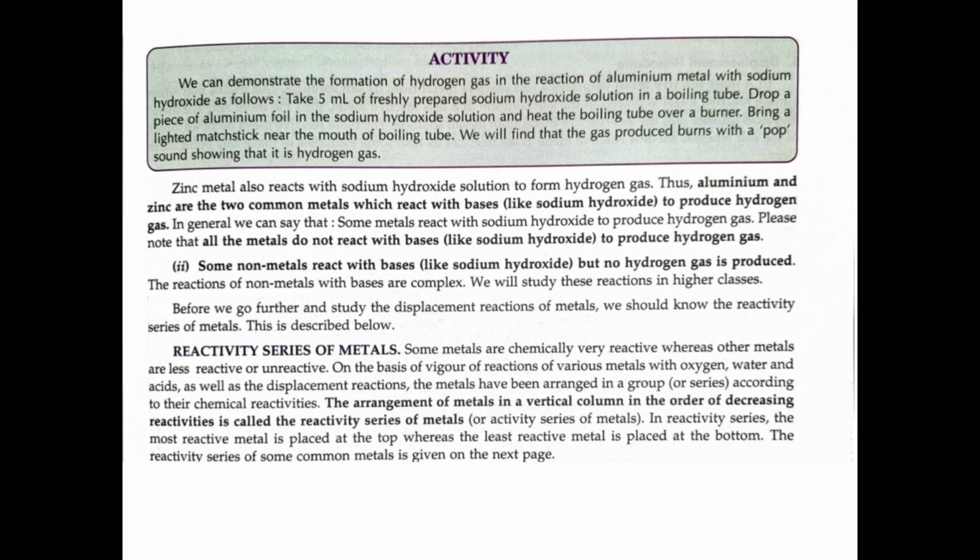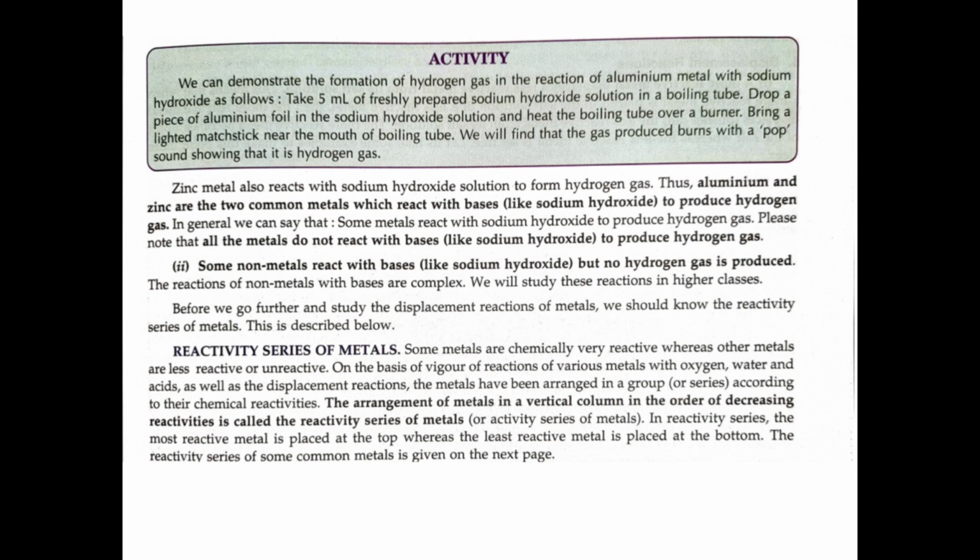Here is one activity given. We can demonstrate the formation of hydrogen gas when aluminum metal reacts with sodium hydroxide. How can we test it? The reaction is carried out and the gas evolves. If you bring a burner, candle or matchstick near the test tube, we can hear a pop sound. So we can conclude that hydrogen gas is evolved. Zinc metal also reacts with sodium hydroxide solution to form hydrogen gas. Thus aluminum and zinc are two common metals which react with bases.